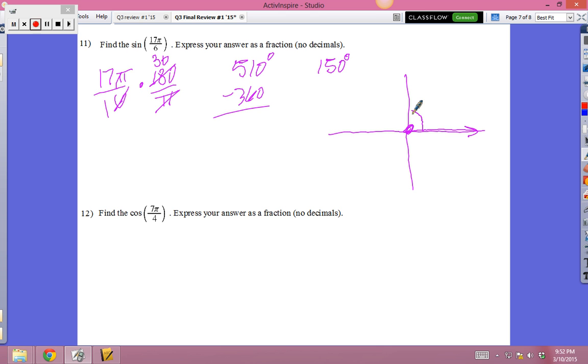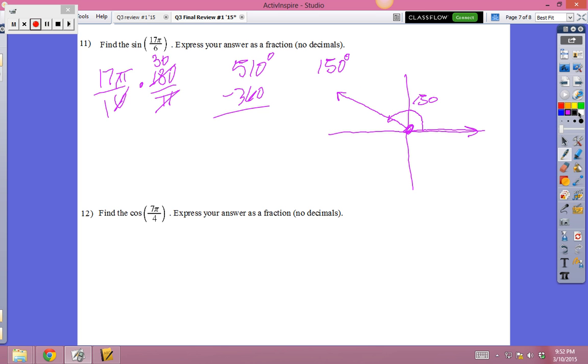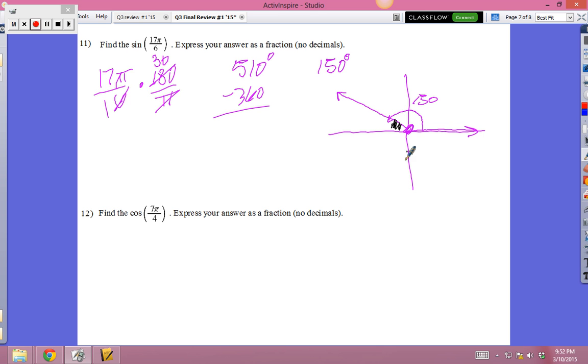150. So that's going to open up to 90. It's going to stop right here. This is 150 degrees. But you're going to do the trig on this angle right here, which is 30 degrees. So always drop down, make a 90, and it's the 30. I'm going to flip it over, this 30.